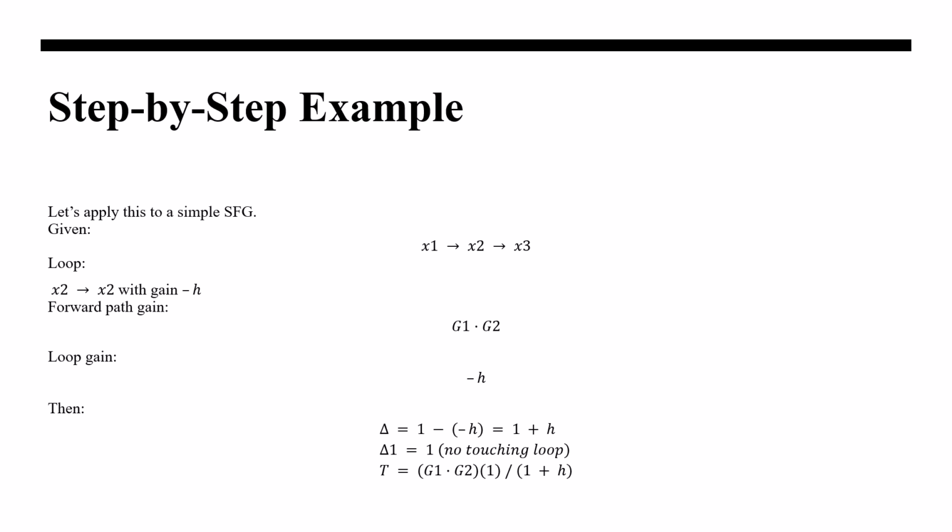First we need to find the delta, that is 1 minus the loop gains plus non-touching loops. Here they are not giving any non-touching loops. Only the touching loop is there, which is at x2 with a loop gain of minus h. So delta will be 1 plus h. And since there are no non-touching loops, delta 1 is 1 itself. So the total transfer function will be the forward path gains g1 into g2, into delta 1 which is 1, divided by the total 1 plus h. This is how it will be considered.